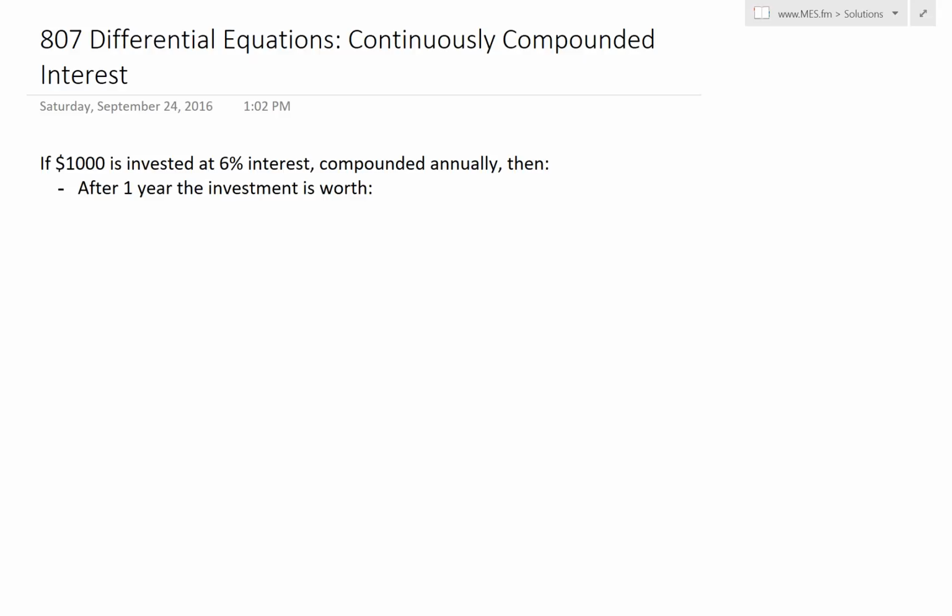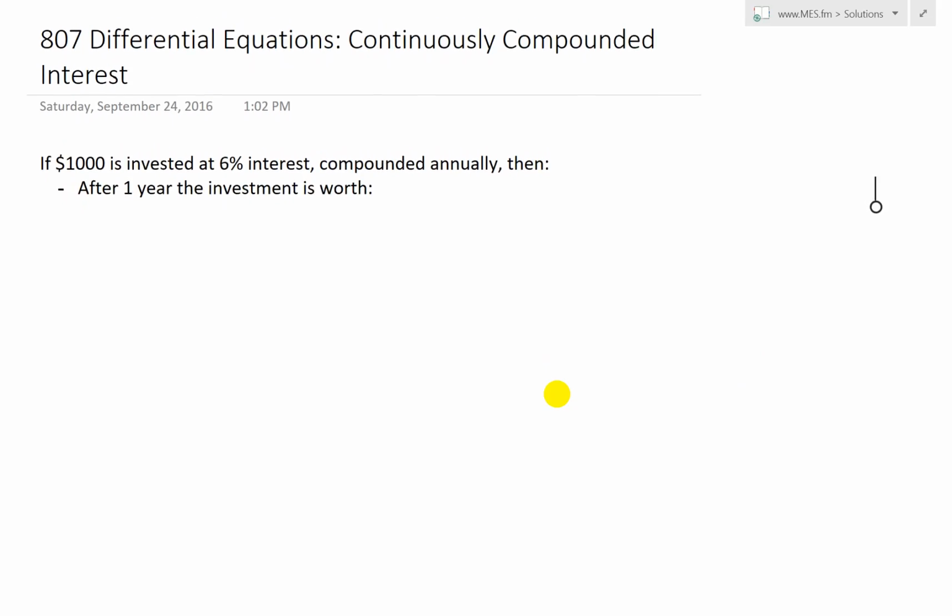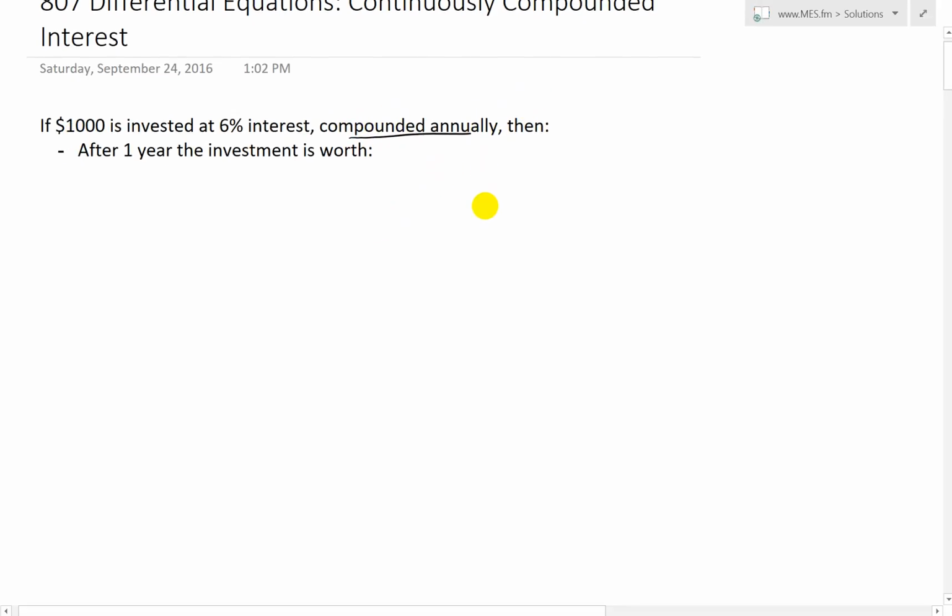Time to discuss further into differential equations and now look at the very interesting topic of continuously compounded interest. To help illustrate this concept, I'm going to work through this starting example, which says if $1,000 is invested at 6% interest, compounded annually, then basically this means we apply the 6% to this initial value of 1,000, and then we add it upon our initial value of 1,000. That's the whole idea of compounding annually, or doing it once per year.